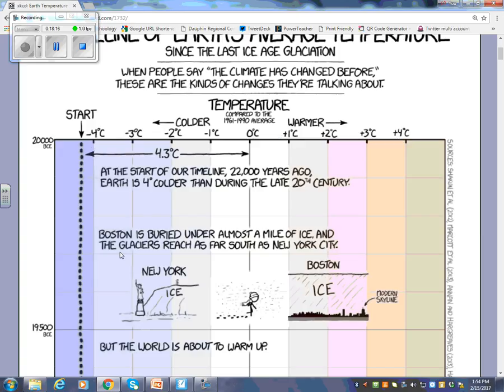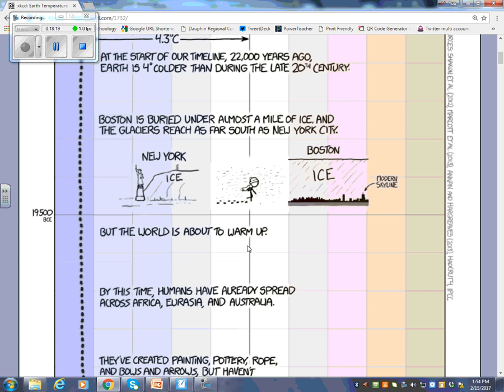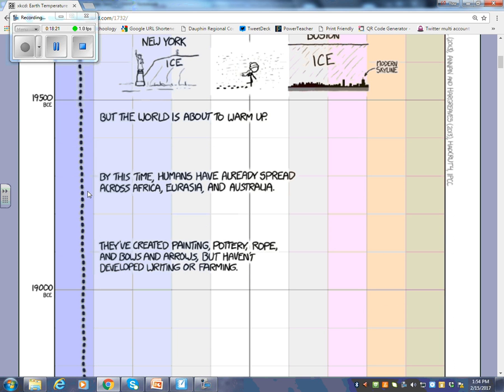The glaciers reach as far south as New York City. The world is starting to warm up. From there to there is 500 years. How many generations is that? A lot. Even if you live to 100, it's still 5 generations. And people didn't live to 100 back then. They lived to 20.